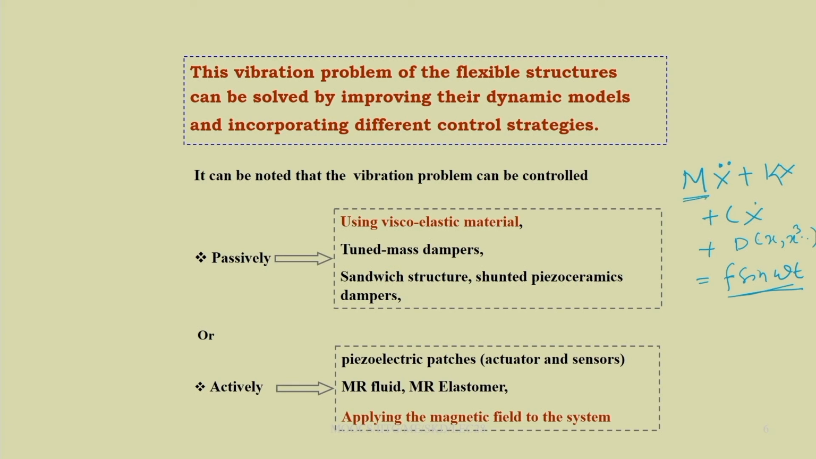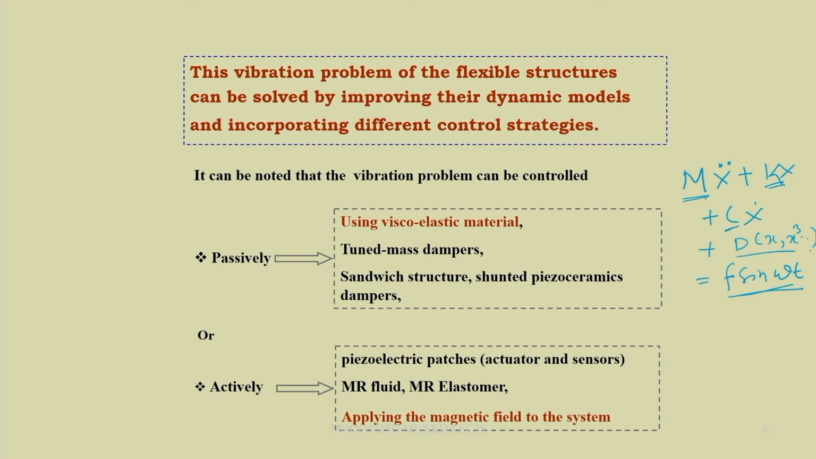Mass is a function of rho, that is density. Also the stiffness matrix. The stiffness matrix may be due to elasticity of the system or due to the gravity force acting on the system. Then this damping matrix is also there. So, for damping, we can use different types of dampers.